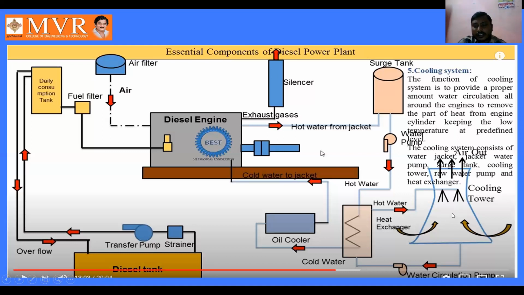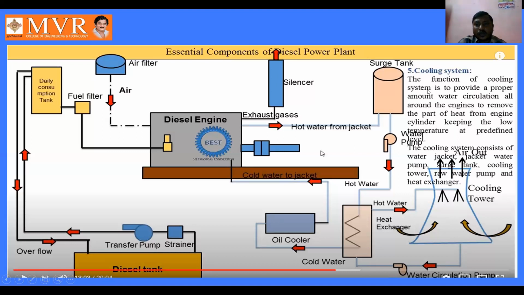releases the cold water at the bottom of the cooling tower, and it is recirculated for use in the combustion process. This is what we have about the cooling system which we are using in the diesel power plant.